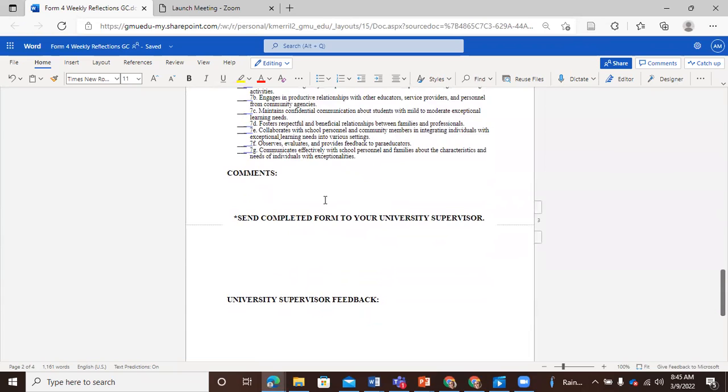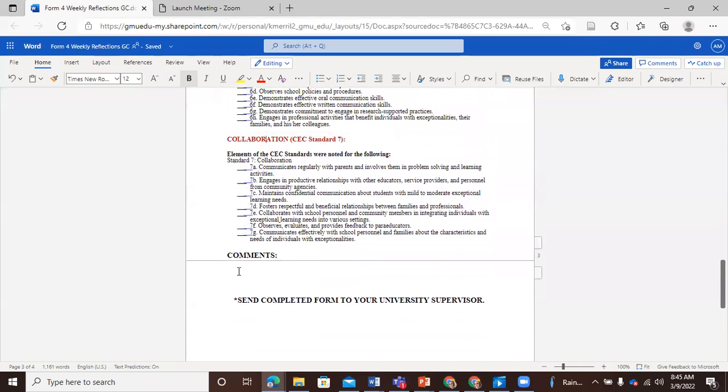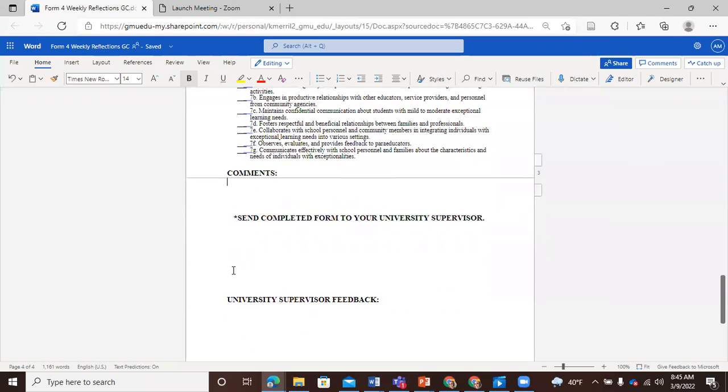At the bottom of this form, you'll see comments, where this could be anything additional that you feel is pertinent to your internship. You could talk about collaboration with your staff that went really well, that goes beyond this standard. Or even if you thought that you had a really productive IEP meeting and really built a strong collaborative partnership with the family, you can talk about that. So this is just a way to enhance any other areas that you want to really reflect on.